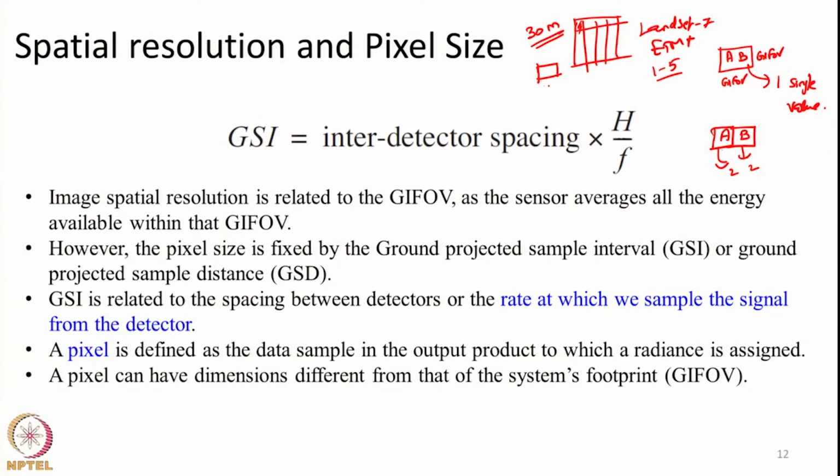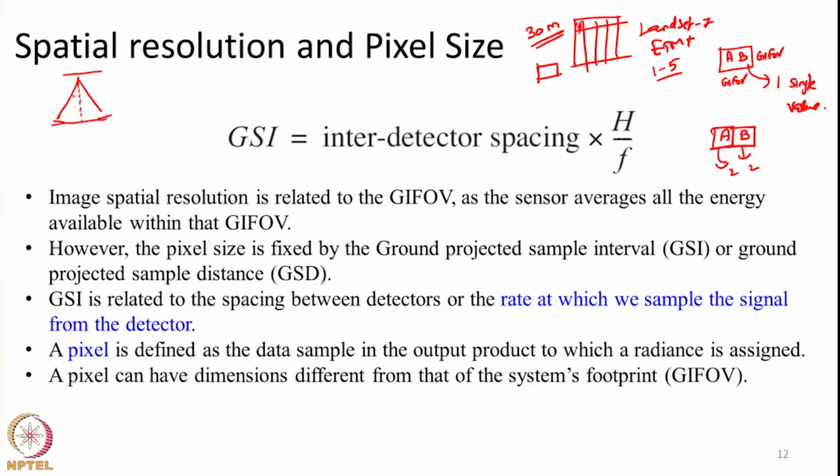I will make it clear with a detailed explanation. Let us take an example. There is a whisk broom scanner like this, scanning the ground from this point to this point. So this is like nadir.